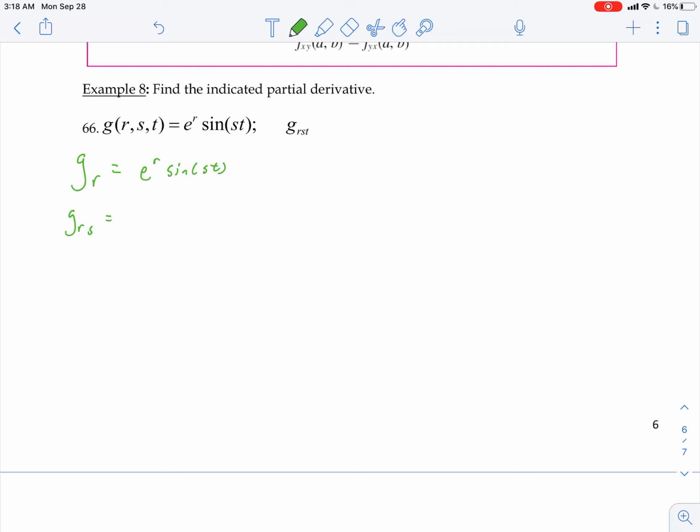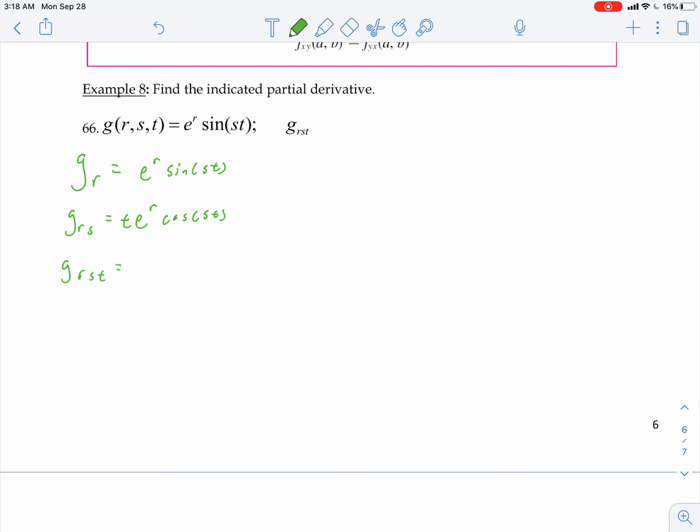Alright, so we have e to the r sine of st, and taking the derivative of that, e to the r, derivative of sine is cosine st. Derivative of the inside with respect to s is just going to be t. So we'll just put the t in front, and we're finished there.